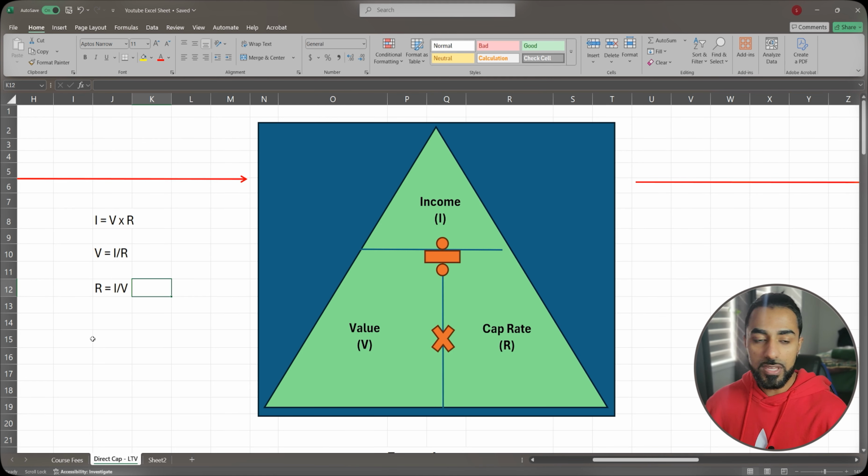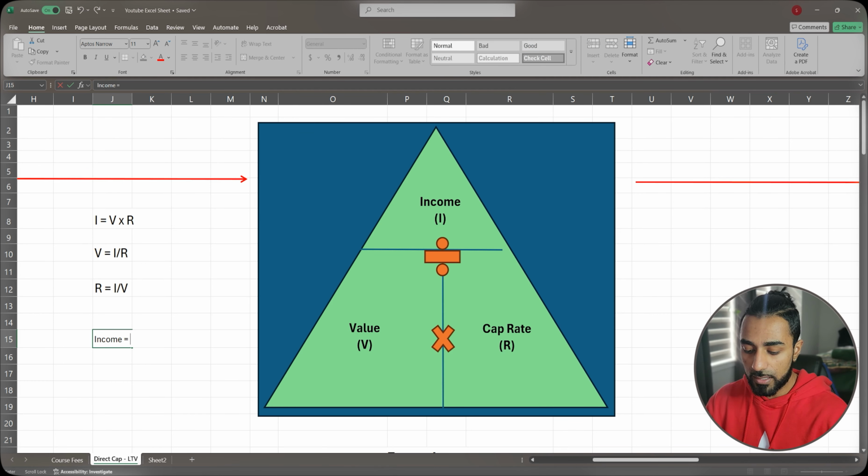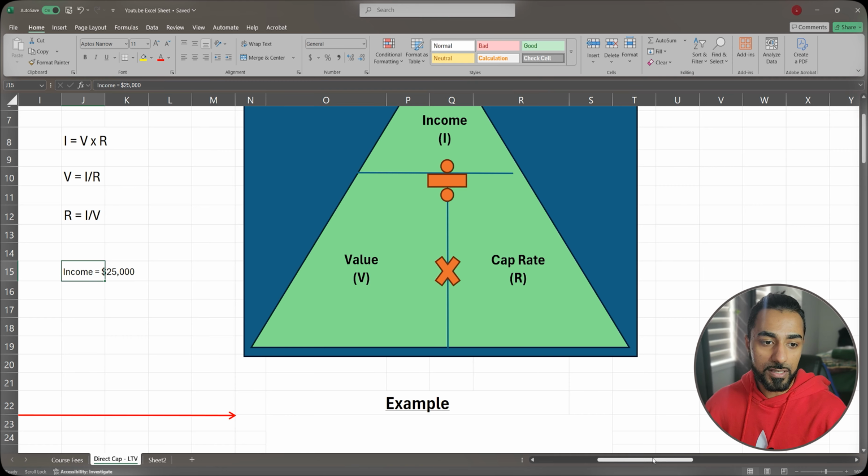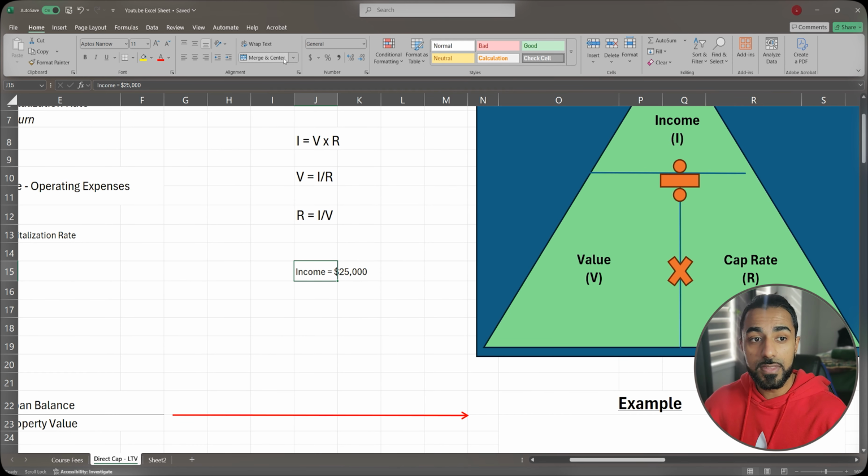Now keep in mind, when we say I, we say income. It depends on the type of question you get. Sometimes they will give you a question where you're just given an income. They might give you an income of, let's say, 25,000. This is our income over here. If they only give you this income, then this is the only thing you're going to take into account, and you use it in your formula. You do V equals I divided by R. That's totally fine.